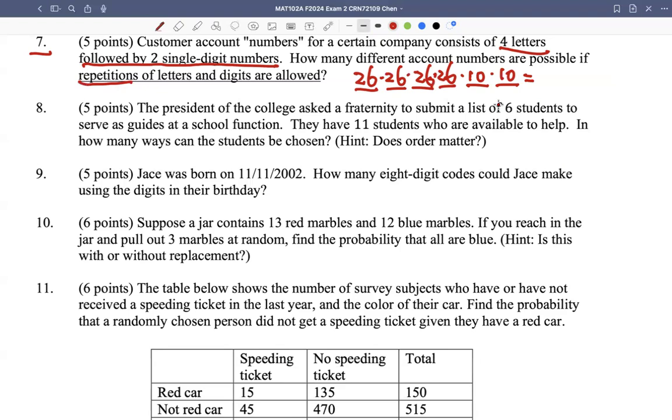26 raised by 4. So that's 4, 5, 6, 9, 7, 6. Then we have 10 times 10, which is 100. So we put 2 zeros here.